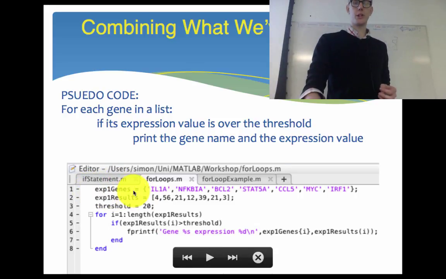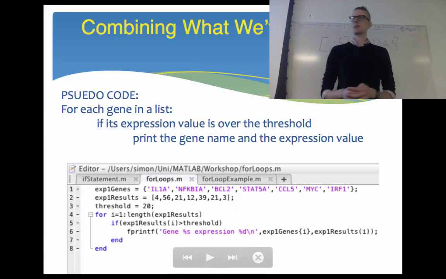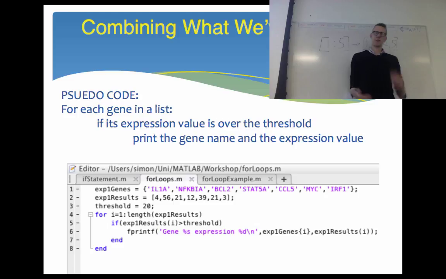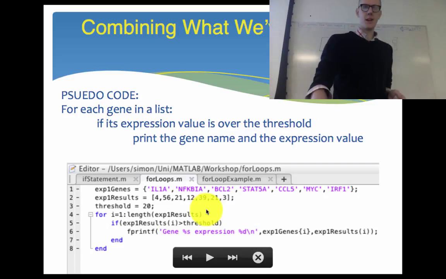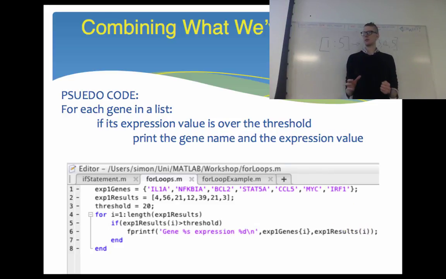So exp1 genes contains this list of gene names. They're some of my favorite genes from my work. And then exp1 results. This is a regular array. We have the square brackets here, and we're storing some expression values. It's the same length as our list of names. So this might be some expression values from an experiment you've done, and these would be the gene names corresponding to those values. Then I have one final variable, which is a threshold, which says I only want to output those genes that are over this threshold.